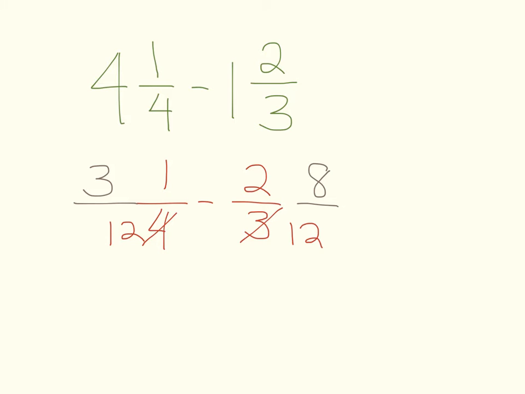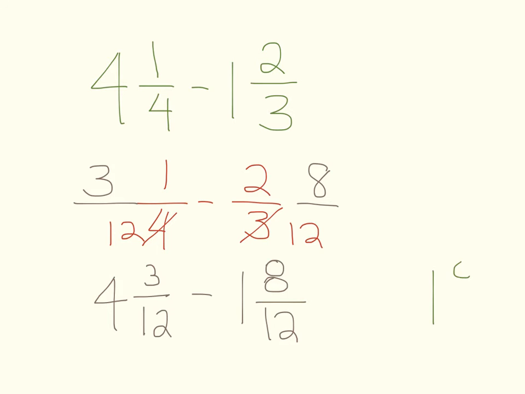Well, we know that we cannot subtract 8 from 3, so we're actually going to borrow from our whole number. So if we attached our whole number here, we have 4 3/12 minus 1 8/12. The 1 8/12 is going to stay the same, but we're going to borrow from our 4. So when we have 4, we know that 4 is 1 whole.